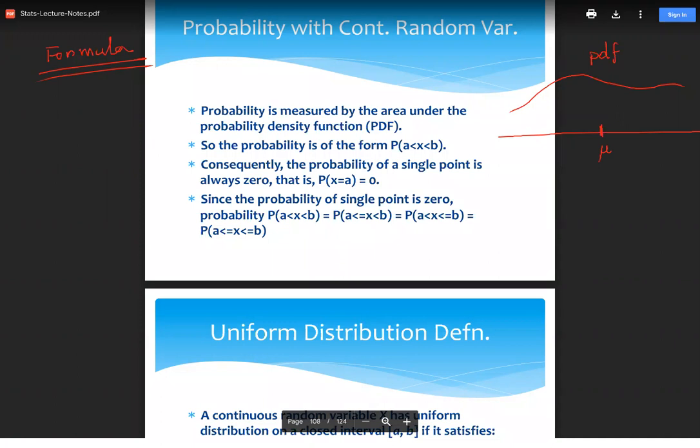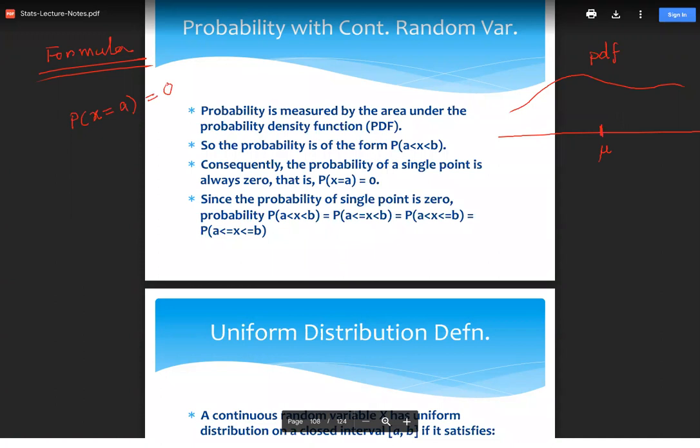Now, how do you define probability for continuous random variable? First of all, note that for a single point, let's say the probability of X equal to a is always 0 for the continuous case.